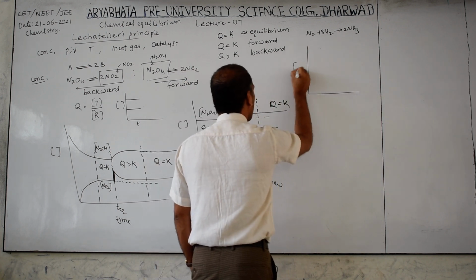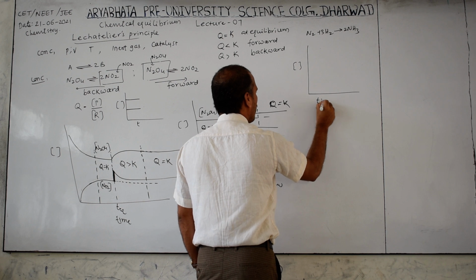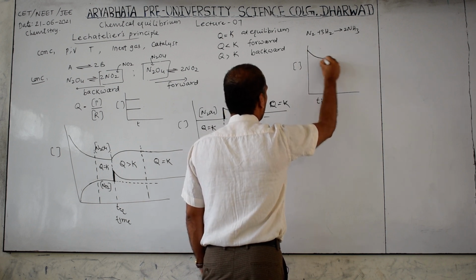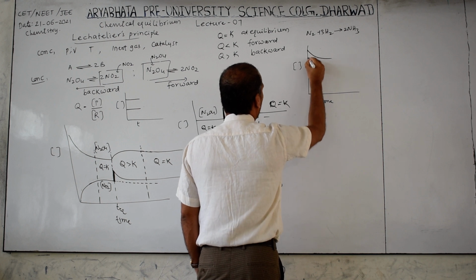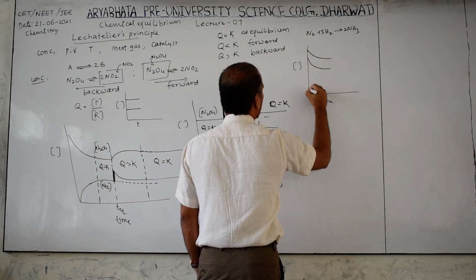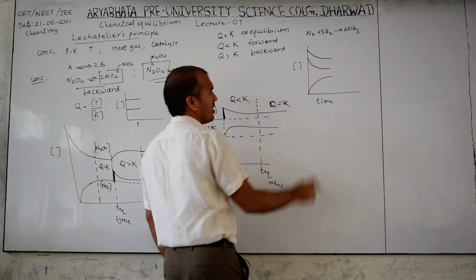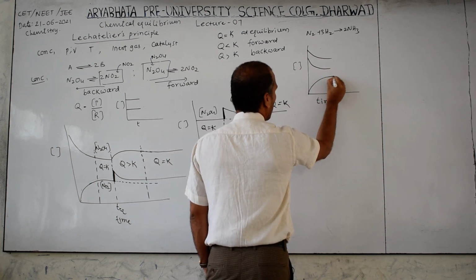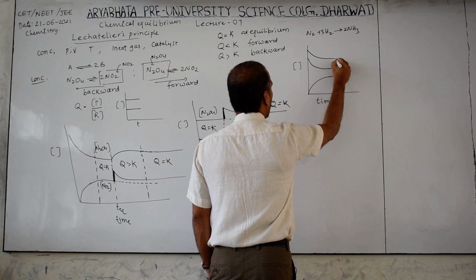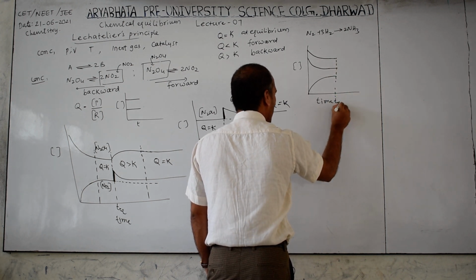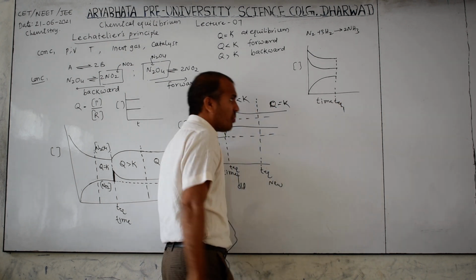This is concentration, this is time. In this, this is called H2, this is called N2, this is called NH3. So these all are constant with time. Constant. Then this is called which one? T equilibrium. This is the first equilibrium.